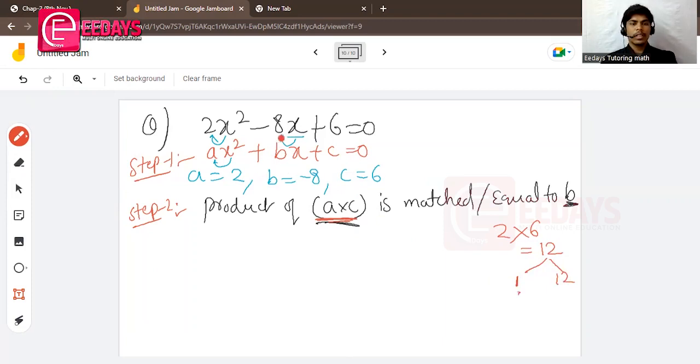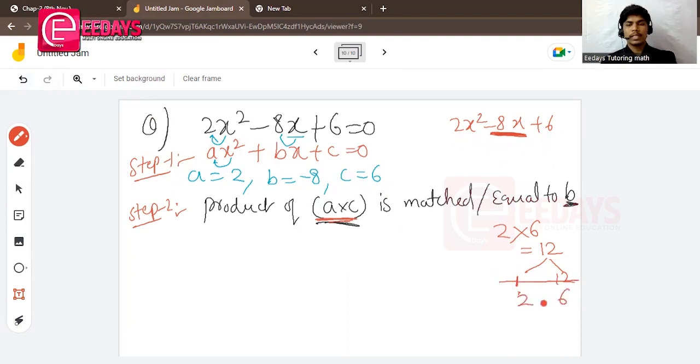Observe carefully. Here we have 2x square minus 8x plus 6. The middle term we are splitting. What is the middle term? 8 is the middle one. So whatever the factors we are taking, 1 and 12. If we add 1 plus 12, we'll get 13. It doesn't match with the 8. If we subtract 12 minus 1, we'll get 11. So it doesn't match. That's why we cross 1 and 12. It is not suitable.